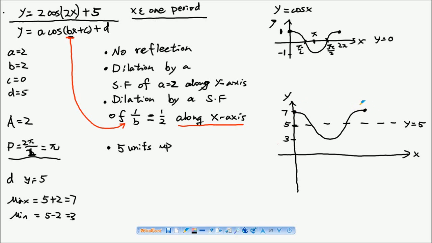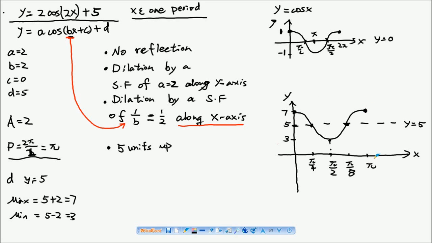And the period is changed to pi, so not 2 pi, we just put pi. So this point here, the minimum point, will be half, which is pi on 2, and in here is pi on 4, and in this point there will be pi on 8. Okay, now that's our graph in one period.